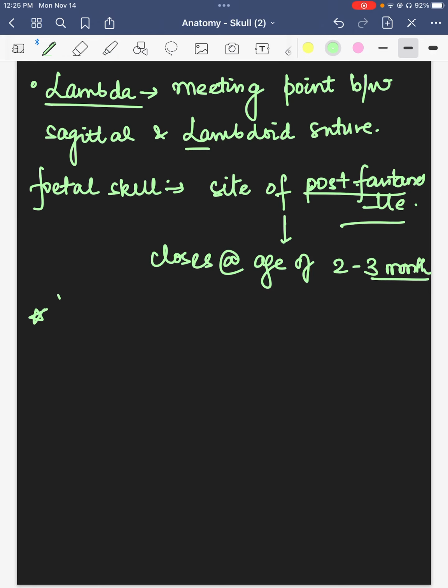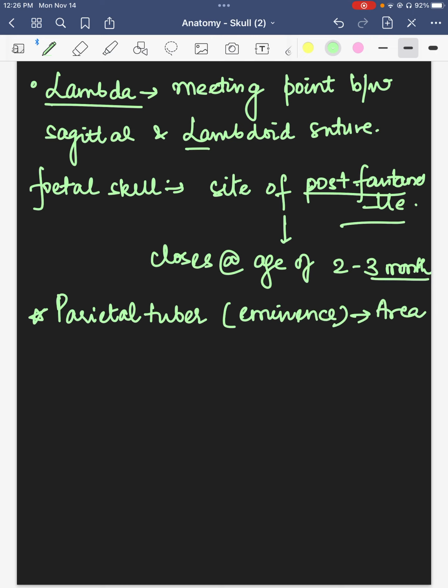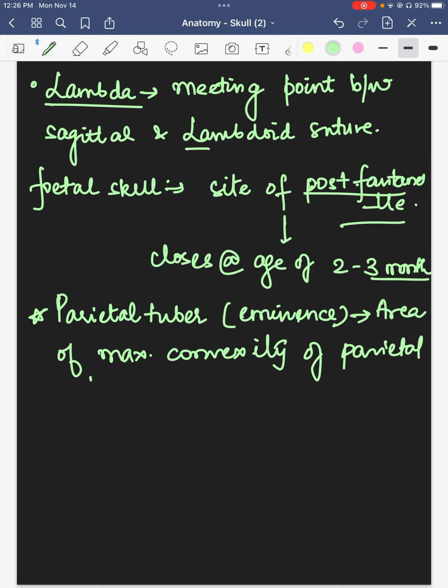Now, what is the parietal tuber or parietal eminence, and what is its significance? This is the area of maximum convexity of the parietal bone. Basically, it is a common site of fracture of the skull.